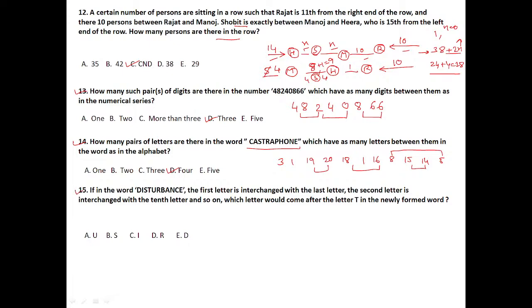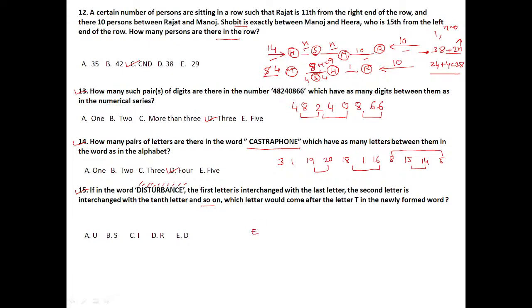Moving to the next question, number 15. If in the word disturbance, the first letter is interchanged with the last letter and the second letter is interchanged with the 10th letter and so on, you may have slight confusion about what the 10th letter means, whether it is the second last letter, just following the pattern, or something else. For that, don't worry, just count the number of letters here: 1, 2, 3, 4, 5, 6, 7, 8, 9, 10, 11. 11 letters. So if this is the first, this is the second, this is 11, so the second is interchanged with the 10th one. Yes, perfectly satisfies the logic here.